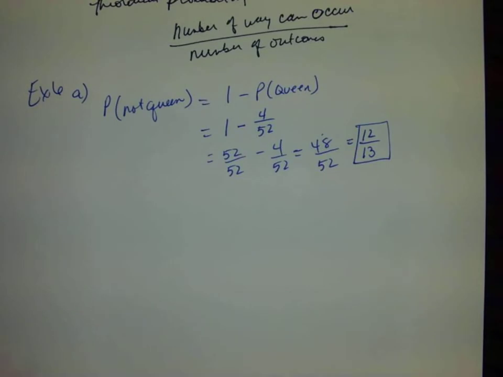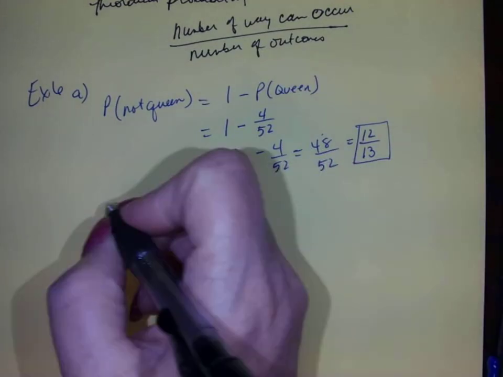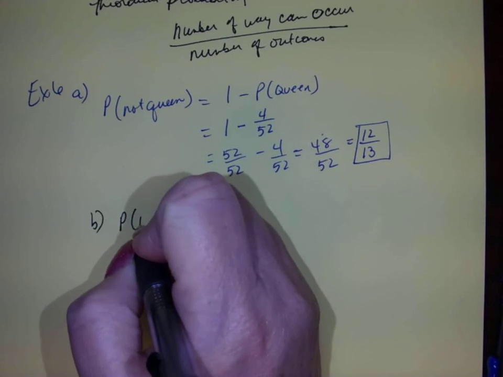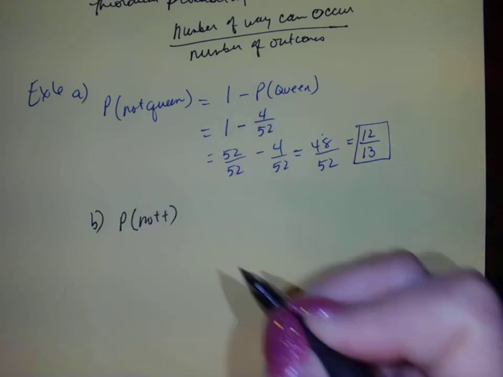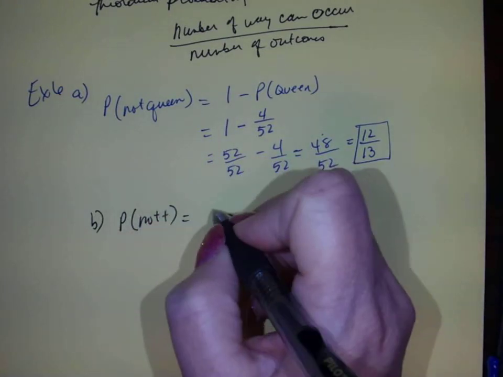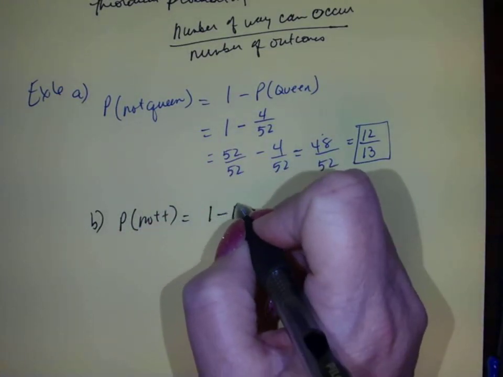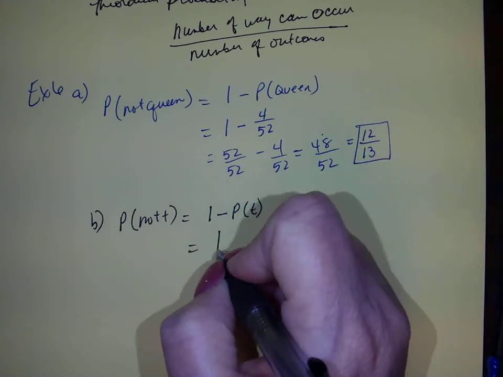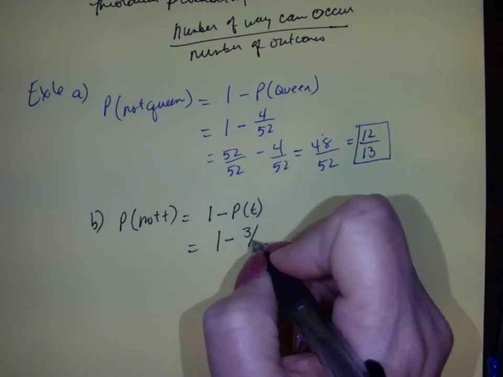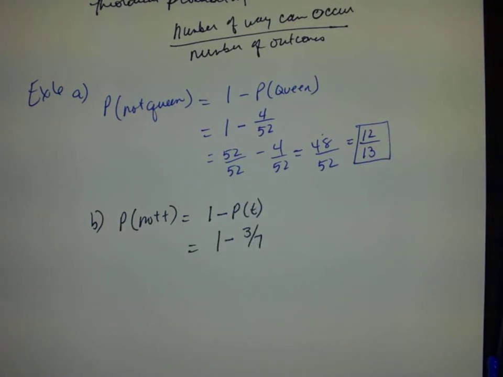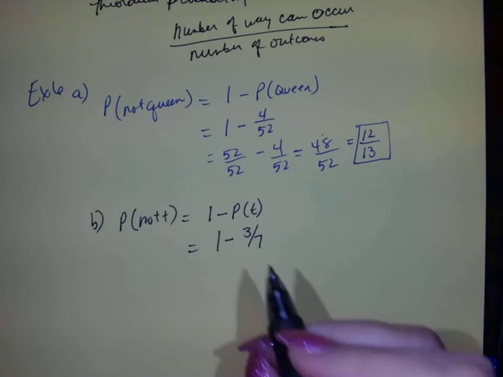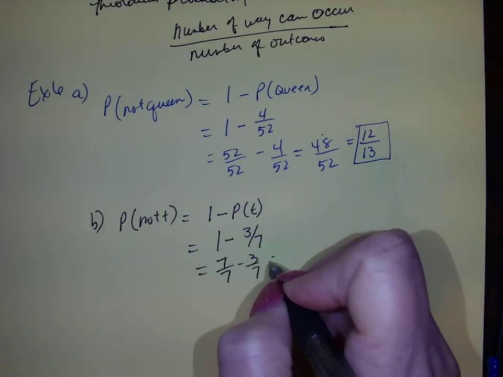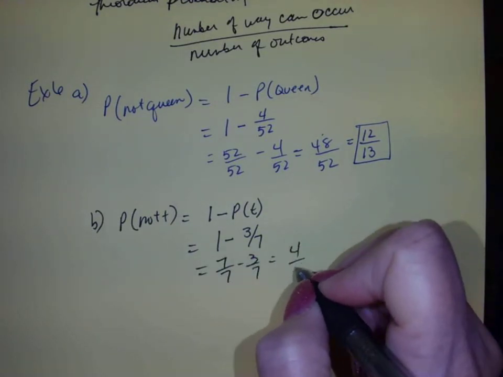So for this one, this will be part B. We're having the probability of not a T in the name. This will be equal to 1 minus the probability of having a T. So this will be 1 minus 3 out of 7, because there were 3 days of the week that had a T out of 7 total. This will get us 7 over 7 minus 3 over 7, and that'll get us 4 out of 7.